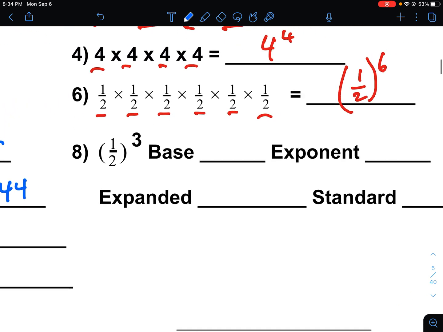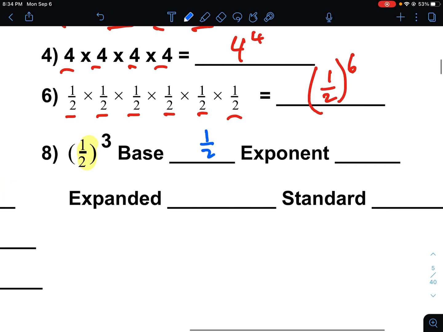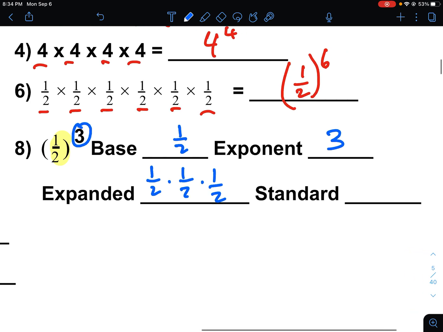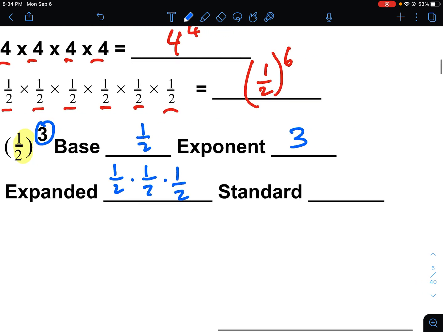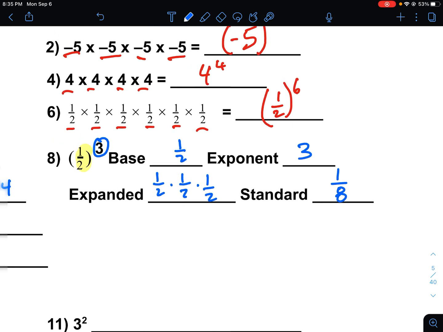Number 8, the base is the 1 half. If you put parentheses around it, that's fine. You don't necessarily have to. The exponent is right there. It's the 3. It's to the 3rd power. Expanded is 1 half times 1 half times 1 half. I'm using the dot this time, not the x. And standard form, well, 1 times 1 times 1 is 1. 2 times 2 times 2 is 8. So standard form is 1/8.